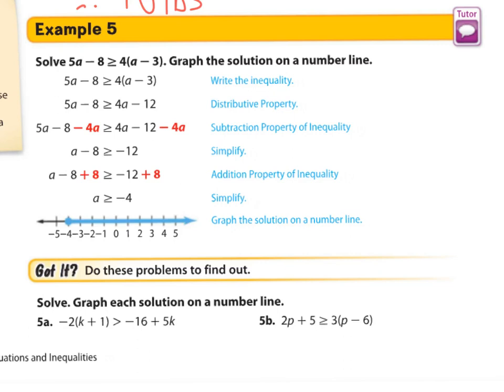And for the last example, we have to graph the solution on a number line. We have our inequality. We are solving our inequality first by doing distributive property, as you can see, then subtracting the lower coefficient from both sides, leaving us with a simple a minus 8 is greater than or equal to negative 12. Then we use addition property of equality to remove the 8, and a is greater than or equal to negative 4. Because it is equal to negative 4, the circle is filled in, and it is greater than negative 4, so it's moving towards the 0 into the positive numbers, right?